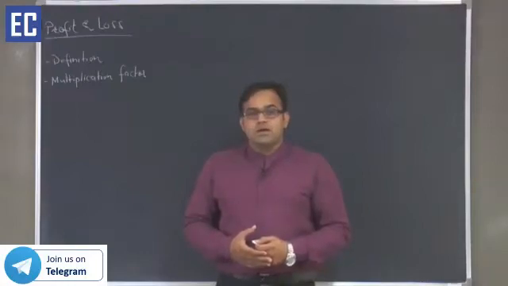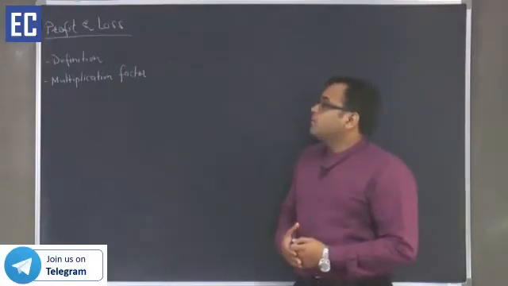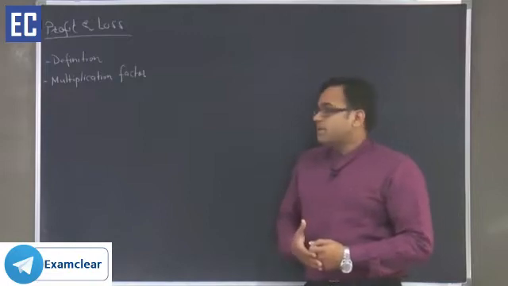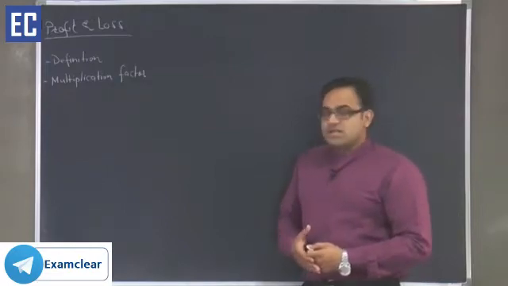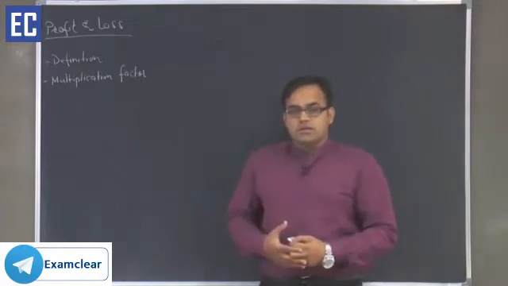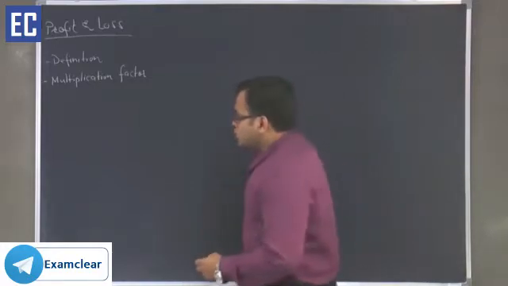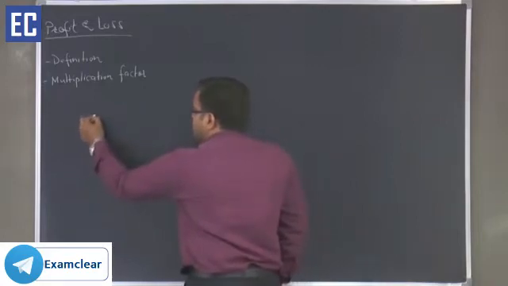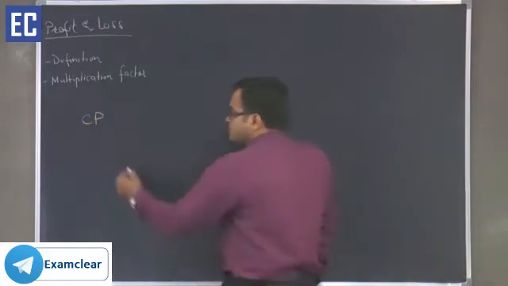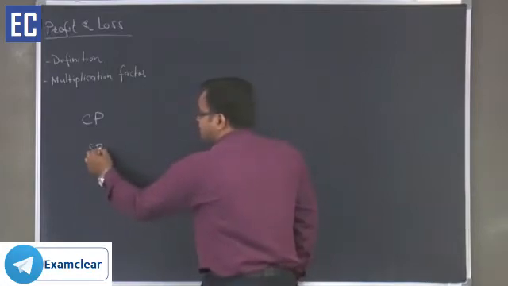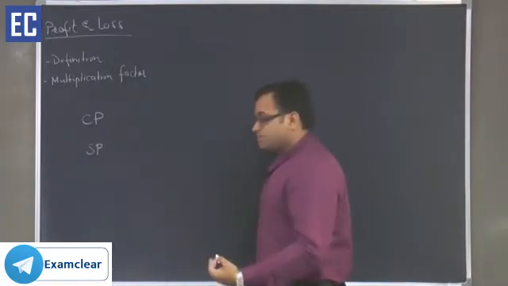Hello friends. In this session we will talk about the basic concept of profit and loss. Let's first understand the definition of these terms. The cost price, CP, is the price at which an item is purchased. The selling price, SP, is the price at which the item is sold.